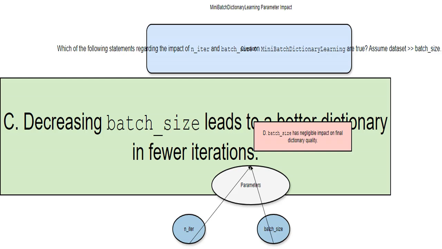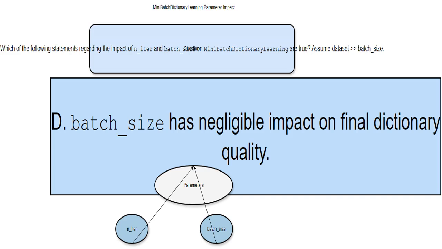I disagree. Smaller batches introduce more noise, potentially hindering convergence and not guaranteeing better accuracy with fewer iterations. I disagree. The BATCHSIZE influences both the speed and, to an extent, the quality of the learned dictionary because of the stochastic nature of the algorithm.